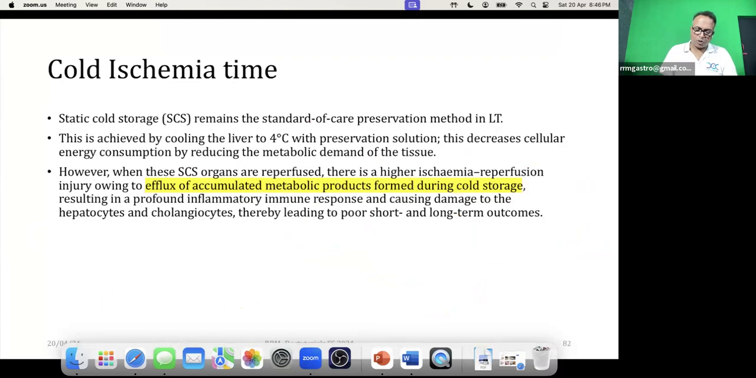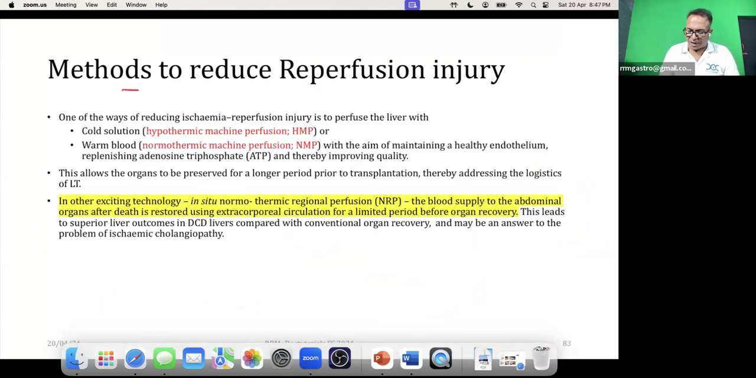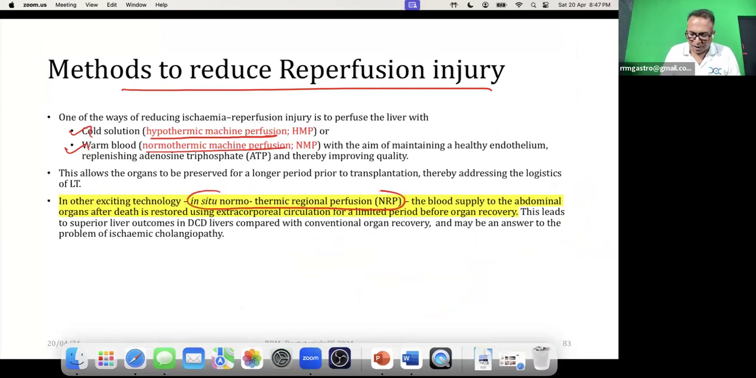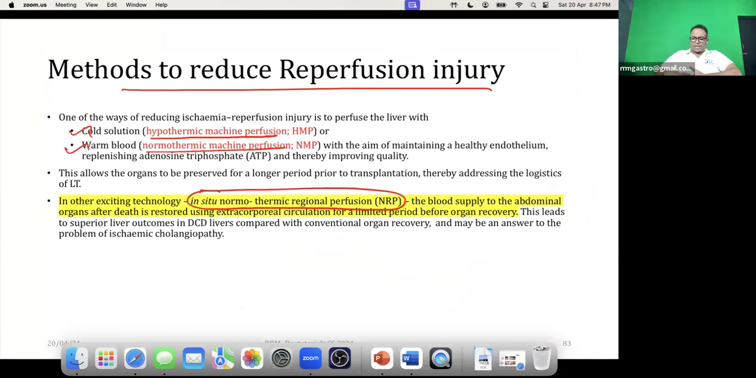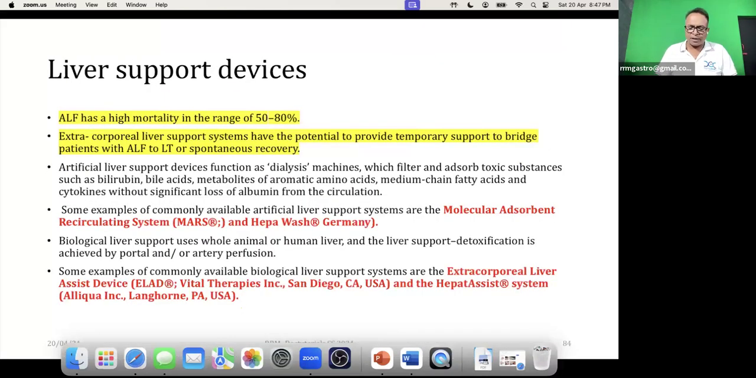We'll discuss about it. So please don't forget: cold ischemia method to prevent reperfusion injury, cold solution, hypothermic machine perfusion, warm blood, normothermic, and another technology is in situ normothermic regional perfusion. So don't get confused. I'm taking the organ, infusing it with a cold solution, taking out the cold solution like a cycle. Infusing the blood and taking it out like a cycle is normothermic. Another one is infusing the blood in the abdominal organs themselves, which is called in situ normothermic regional perfusion.